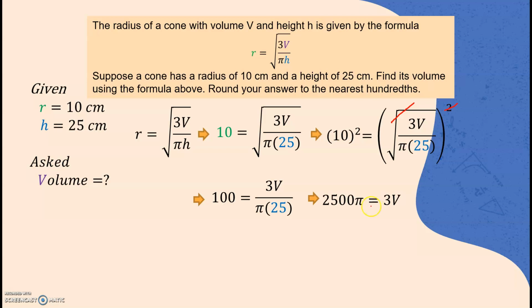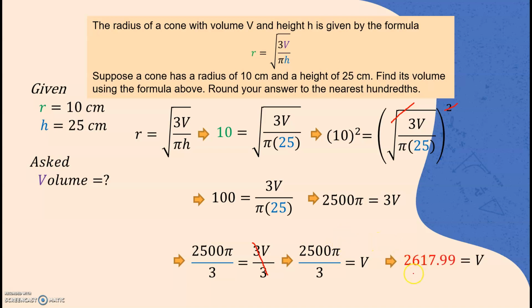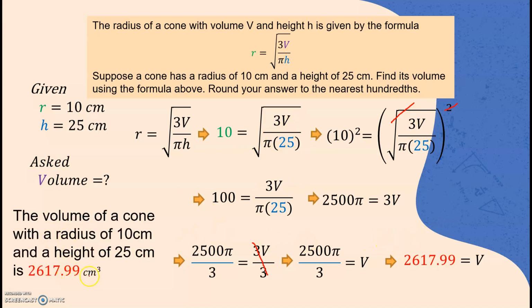Okay, correct. So, you have to divide both sides by the coefficient of the v, which is 3. So that cancels. Here, divide it, including the pi. Again, since it's asking you to round your answer to the nearest hundredths, you have to express pi or use the calculator. So 2,500 pi over 3 is approximately 2,617.99, because hundredths. The unit should be centimeter cubed or cubic centimeter.